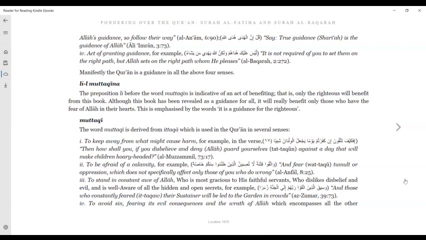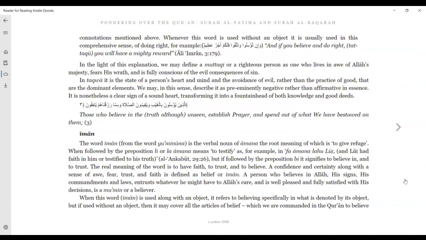Number 4, to avoid sin, fearing its evil consequences and the wrath of Allah, which encompasses all the other connotations mentioned above. Whenever this word is used without an object, it is usually used in this comprehensive sense of doing right. For example, وَإِن تُؤْمِنُوا وَتَتَّقُوا فَلَكُمْ أَجْرٌ عَظِيمٌ. And if you believe and do right, تَتَّقُوا, you will have a mighty reward. Surah Al-Imran, chapter 3, verse 179.